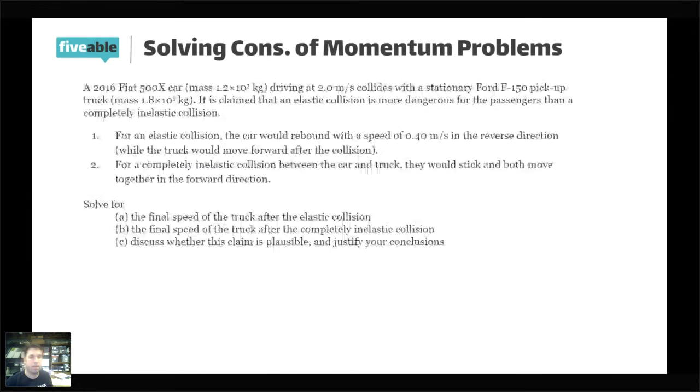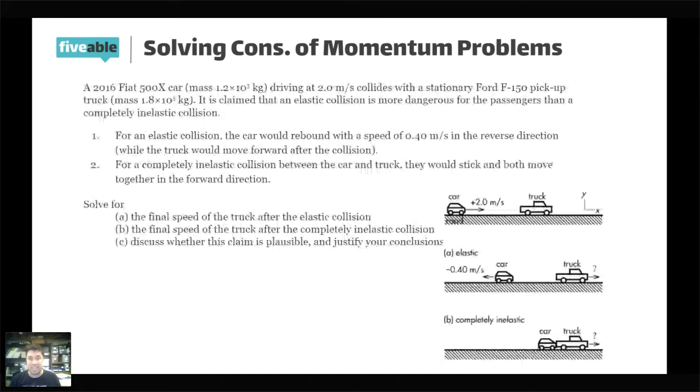There we go. Okay, so this is a sample FRQ. By no means am I going to say this exact style of question is going to show up on the exam, but this is something you could be asked to do with momentum as an FRQ on the exam.